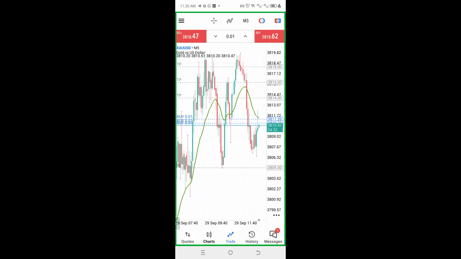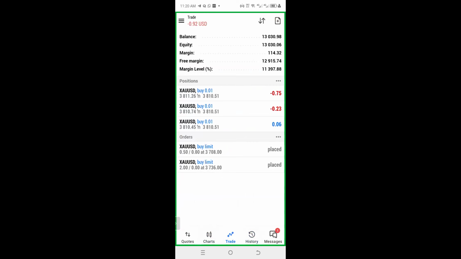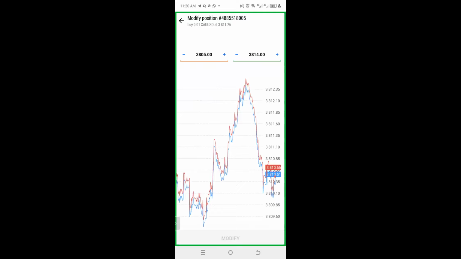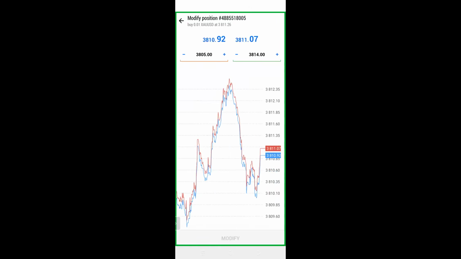I'm left with TP2, TP3, and then TP4. So since TP1 is gone already, I need to break even. Anytime TP1 is delivered, do break even. How do you do that? Stay on that position. Click on modify position. All right, then it opens.